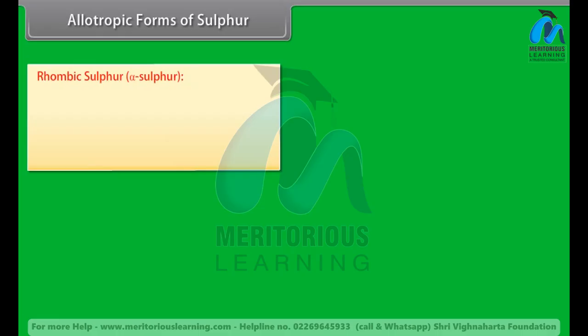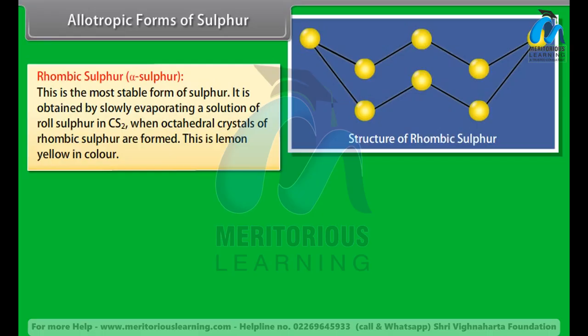Rhombic sulfur. This is the most stable form of sulfur. It is obtained by slowly evaporating a solution of rolled sulfur in CS2 when octahedral crystals of rhombic sulfur are formed. This is lemon yellow in color.